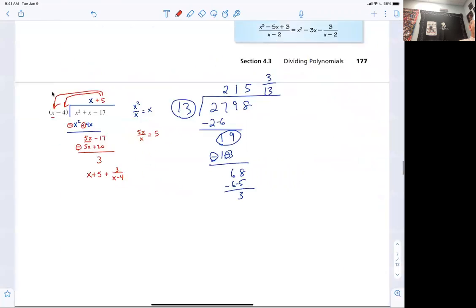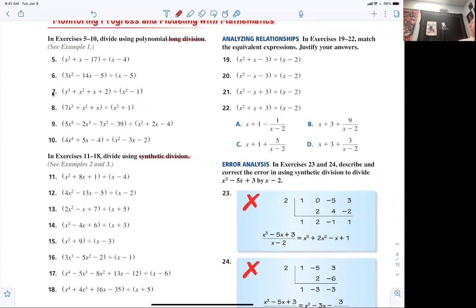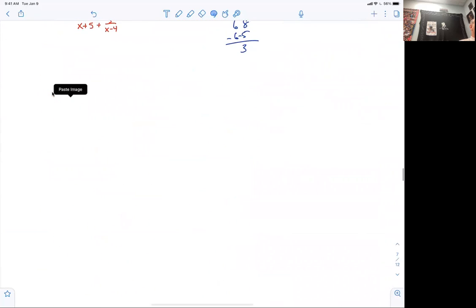All right, long division, here we go. So now what I want you to do is highlight or circle 6. Now we're going to do number 7. Everybody grab number 7. Let's bring it down to the blank page, and we're going to divide this out.